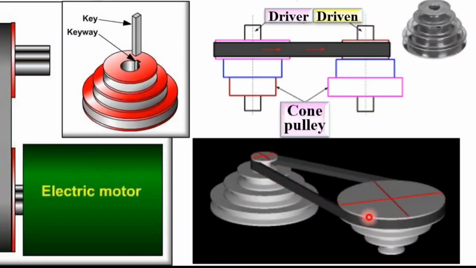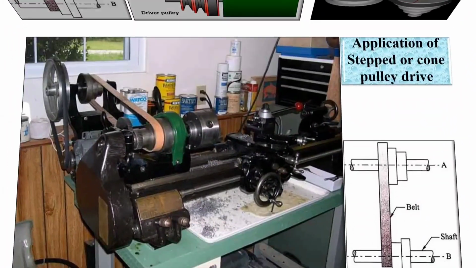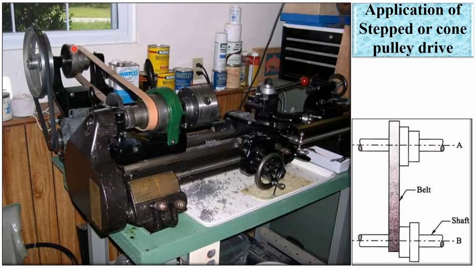From this figure you can understand this is the smallest pulley and this one is the largest pulley. So you can change the speed by a huge amount. So this is the very simple figure. Here you can see the cone pulley, or you can say the step pulley. So this is the practical application of the step or cone pulley in the lathe machine.